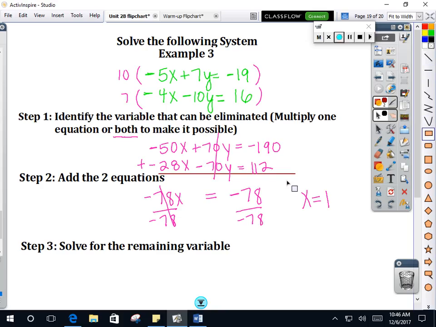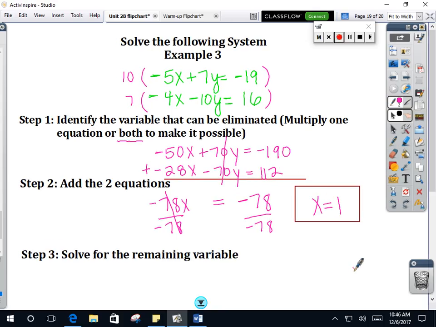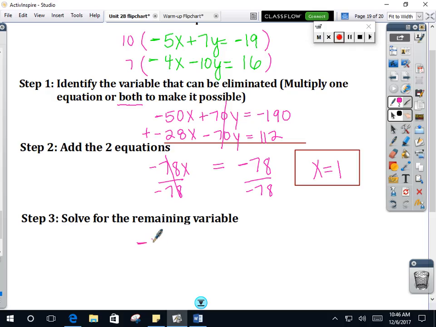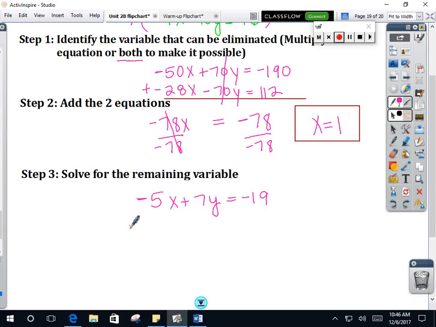We have the x value of our system. Now we have to find the y value by plugging back in. Which original equation would you like to plug back into? Top one? Okay, negative 5x plus 7y equals negative 19. Okay, there is no reason, though, to continue writing an x when you know x equals 1, so replace it with a 1. And now simplify and solve for y. What does this become? Negative 5 plus 7y equals negative 19.